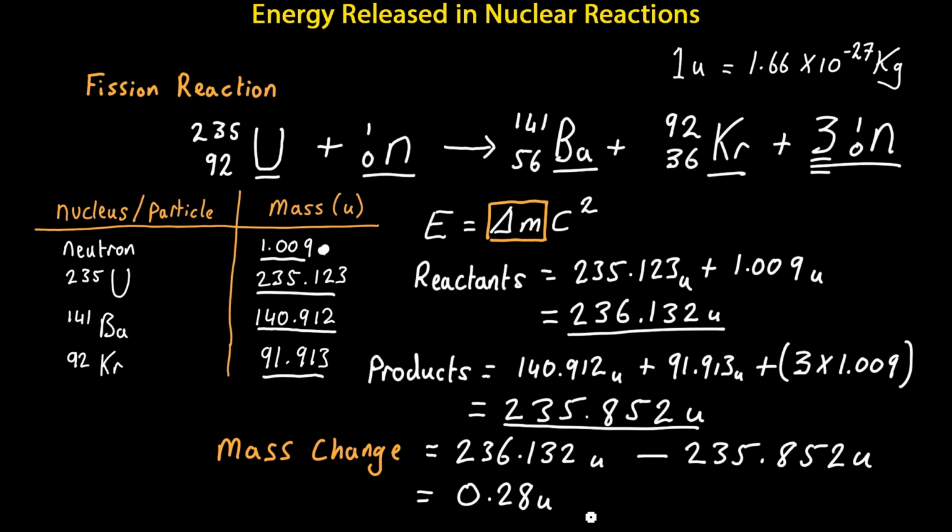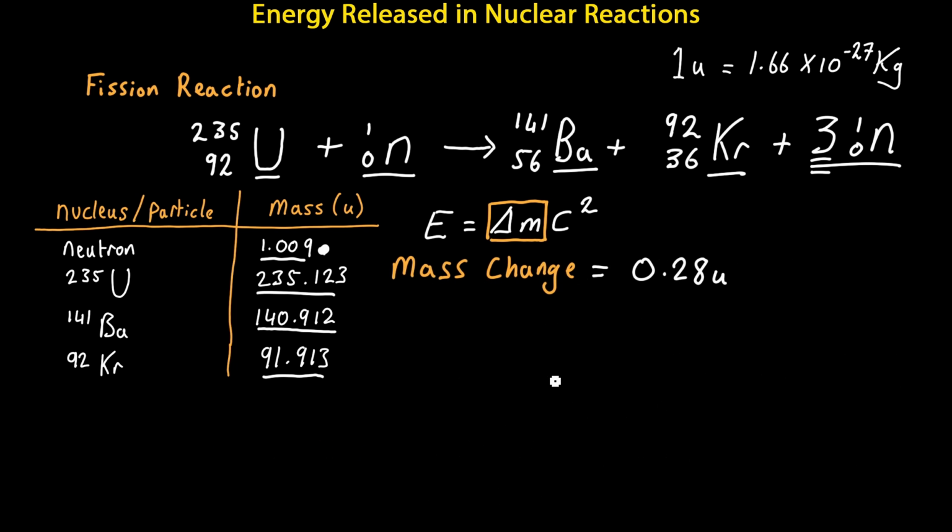And we're ignoring the masses of the electrons here because their masses are so small that they won't change the result much. How do we now calculate the energy released? Well, if we go back to our equation E equals mc squared, we already know what the speed of light is, and we have our change in mass, so we should be able to find the energy released during this fission reaction.